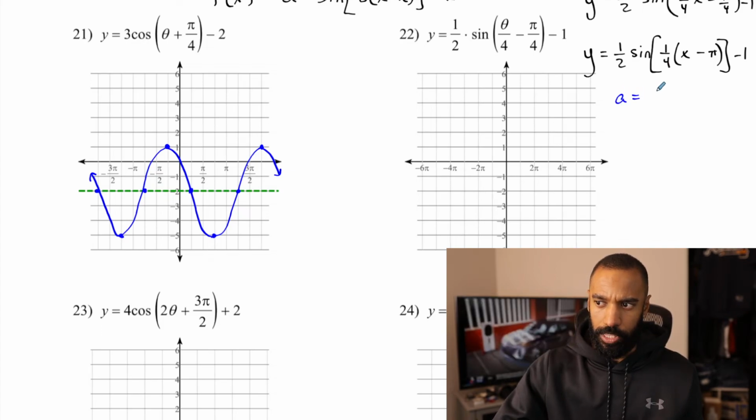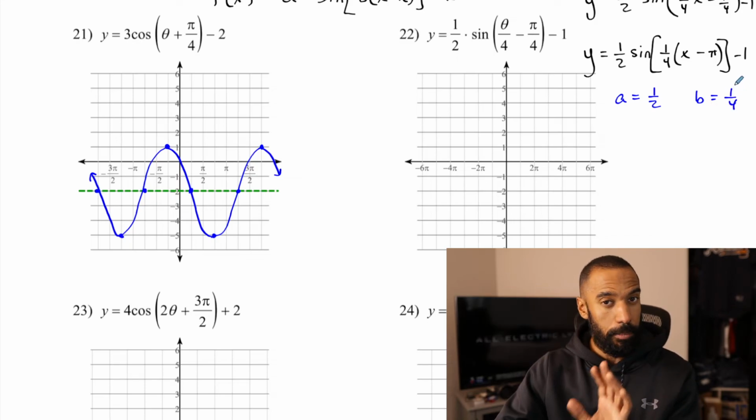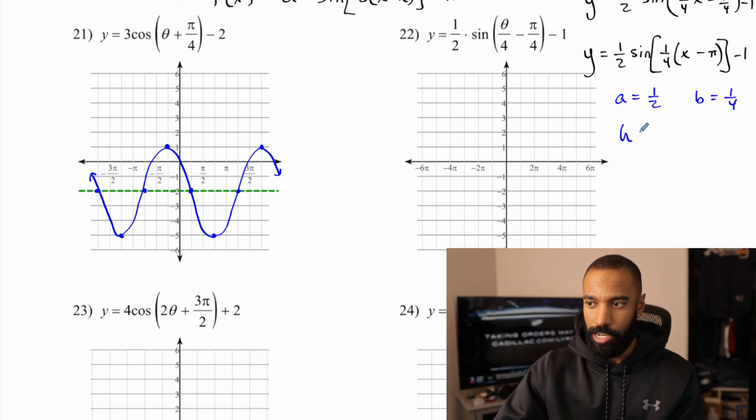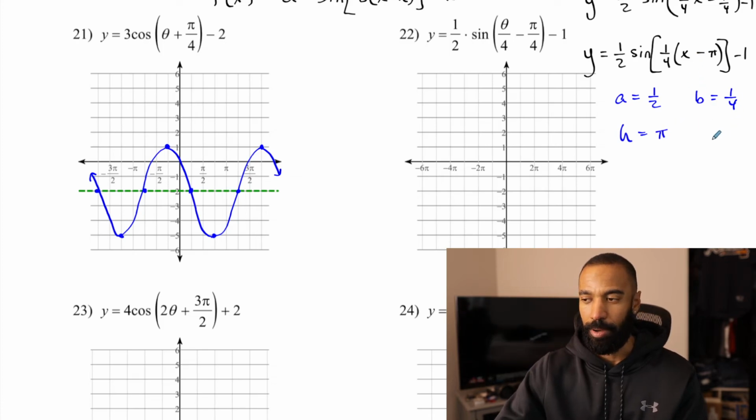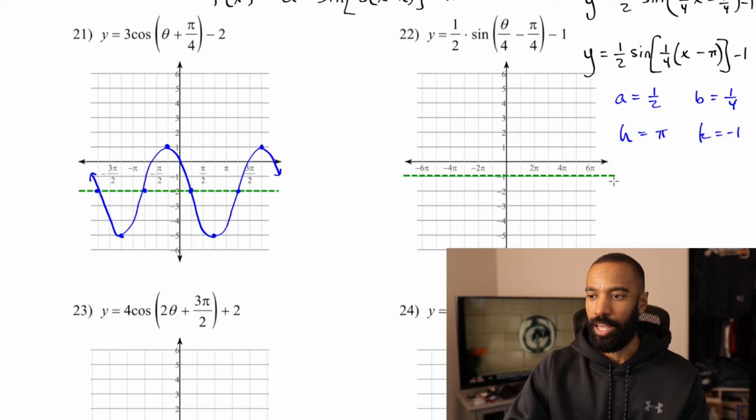Let's kind of draw out what these are. Your A is 1/2. Your B is 1/4. Now we got to determine the period based on that still. The H is pi. Remember, not negative pi, but pi. And the K is -1. The K being -1 is your midline. That is where we're going to start.